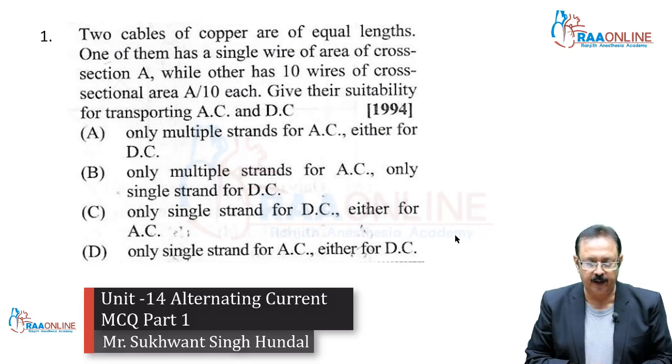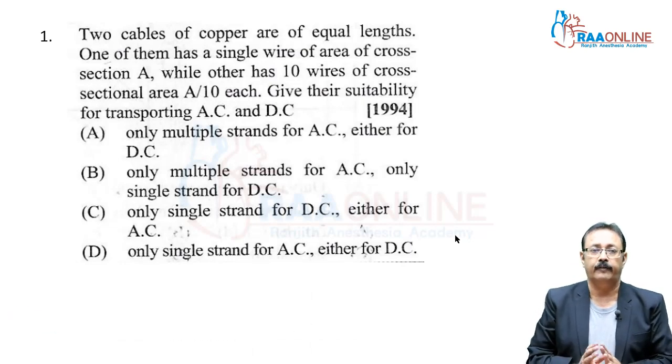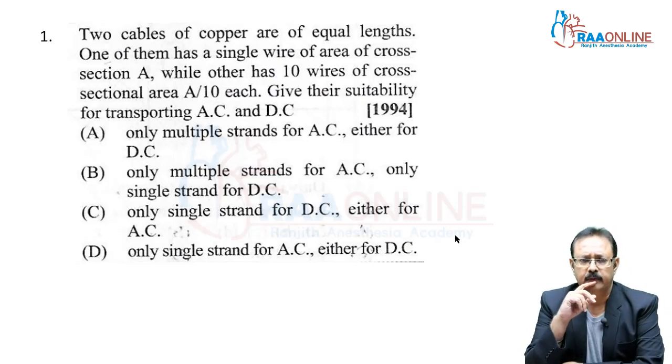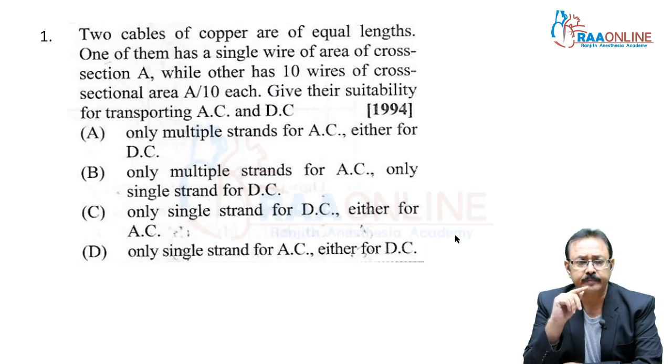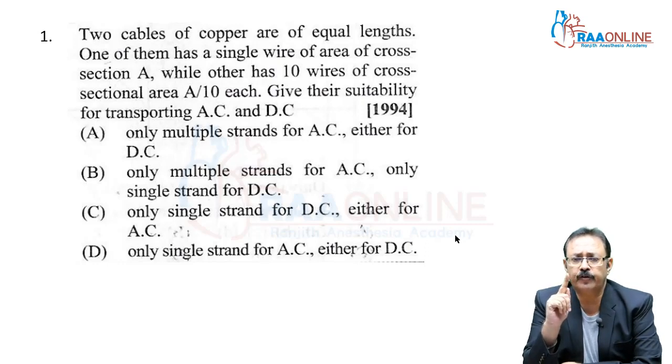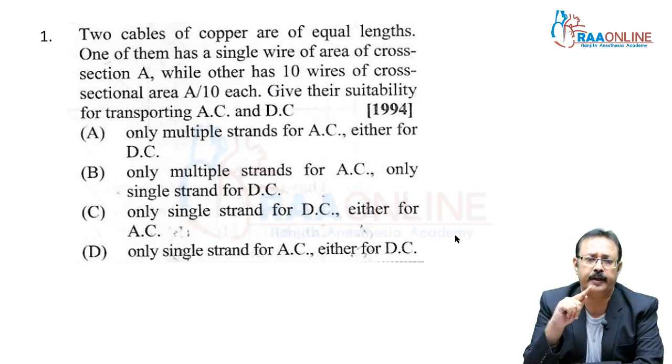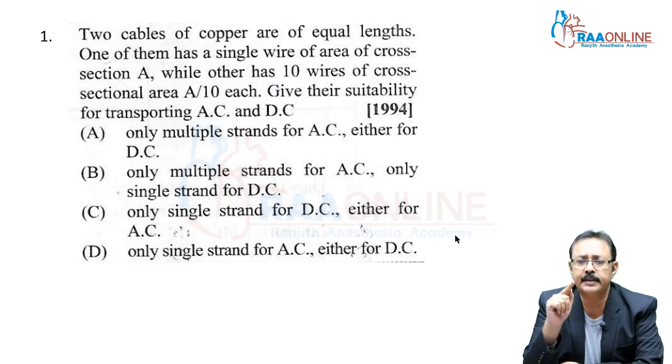So students, now we are going to start our 45 problem assignment on alternating current. First is this: two cables of copper are equal lengths. One of them has a single wire of area of cross section A, while the other has 10 wires of cross sectional area A by 10 each. Give their suitability for transporting AC and DC.